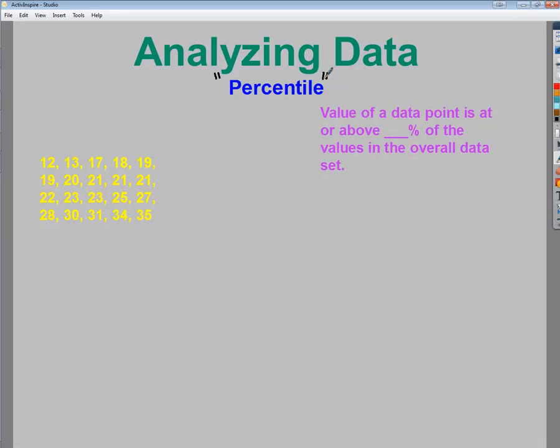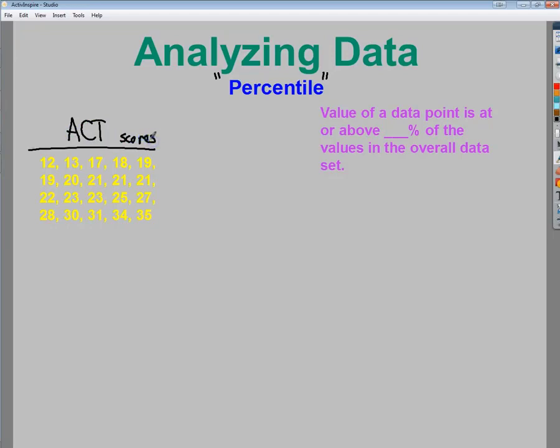What that means is the value of your score is at or above 75% of the values that other students have scored, including yourself. So 75% of the scores earned by students on that test were as good or worse than yours. That's what you need to know. Now, on the left I have this little set of numbers. It's okay that some of them are repeating. That happens. So these are our ACT scores, just ones I've made up.